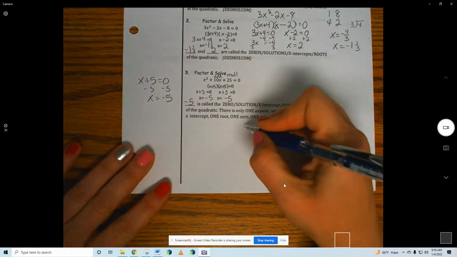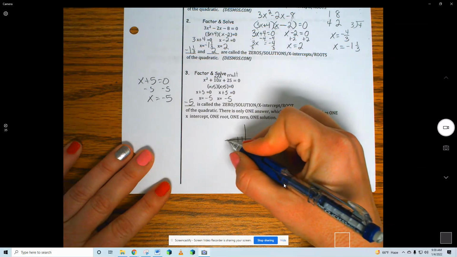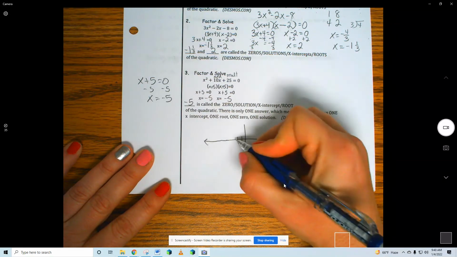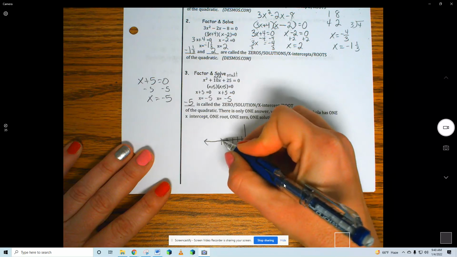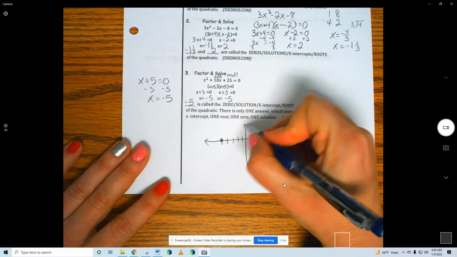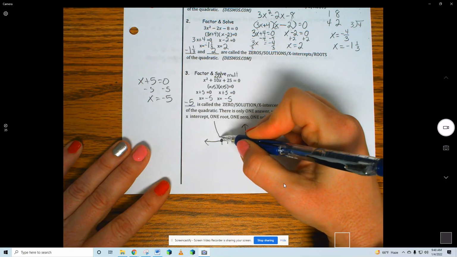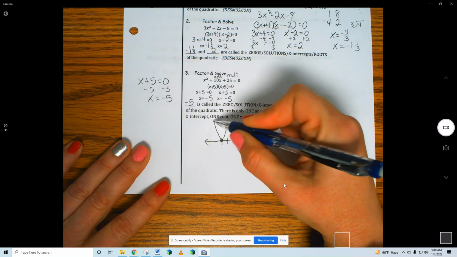If I graphed it, it would be at negative 5. 1, 2, 3, 4, 5. It would be at negative 5. So draw a little graph, because this is what you're going to have to do for your homework. And the parabola, draw a parabola that hits it and bounces off of it like that.